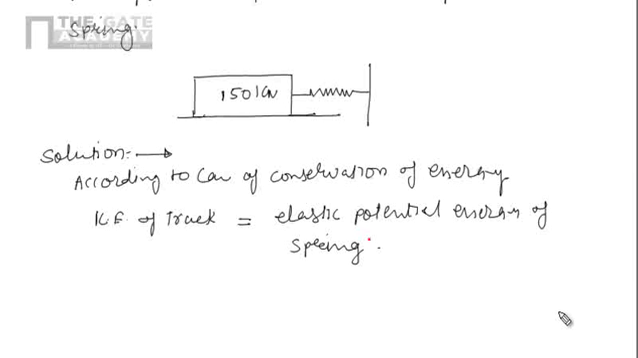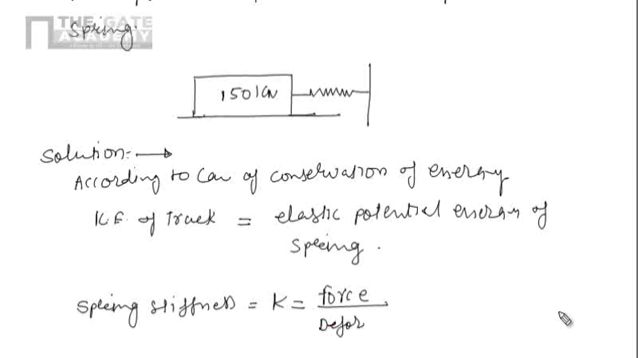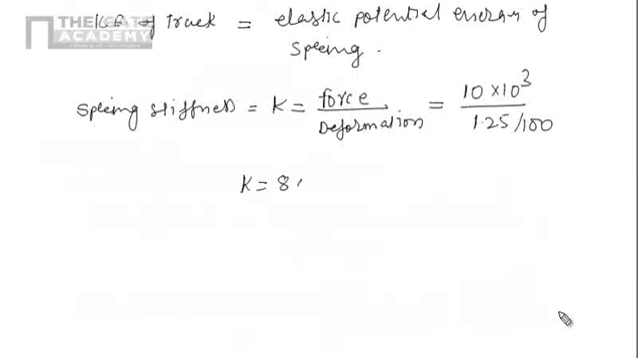So for finding elastic potential energy of the spring, we are interested in K, that is stiffness. So spring stiffness K is nothing but force divided by deflection or deformation. Here we are applying 10 kilonewton force and deformation is 1.25 by 100 meter. So if we calculate K, we get 800,000 N/m. So this is the spring stiffness for the buffer spring. Now for elastic potential energy we can use this K.